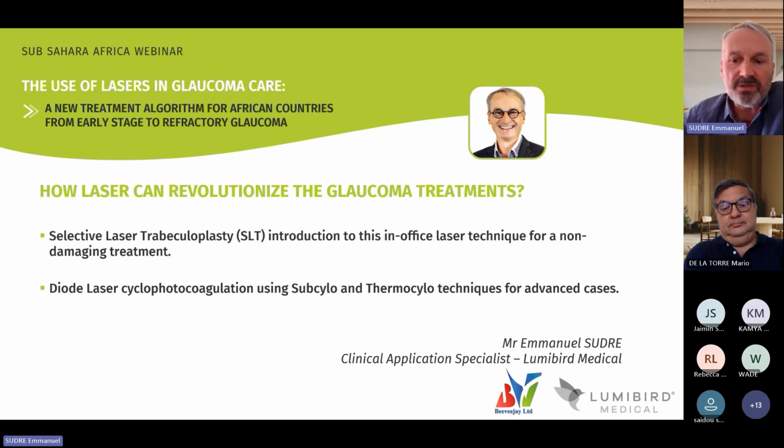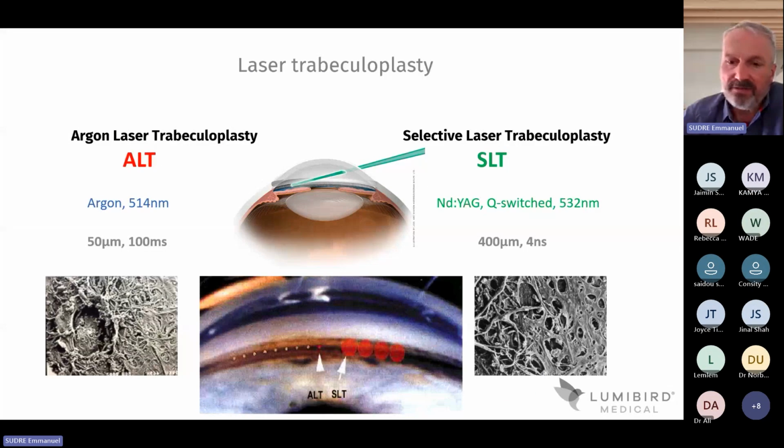So I'm going to develop today the concept of the laser for treating glaucoma. We have two main topics: the SLT laser and the diode laser. My first topic is the introduction of the laser trabeculoplasty.